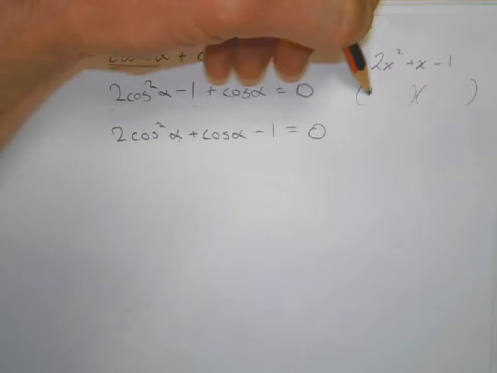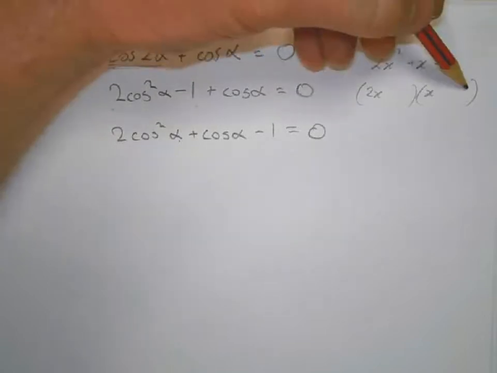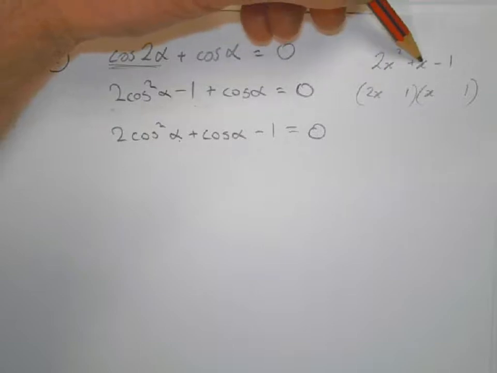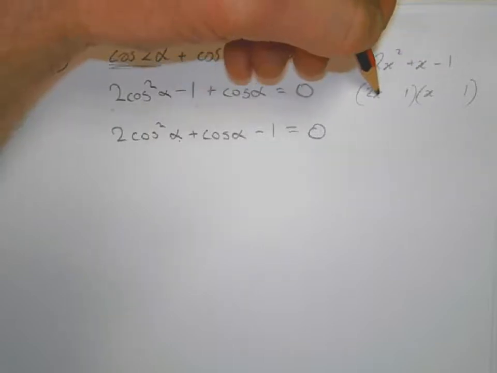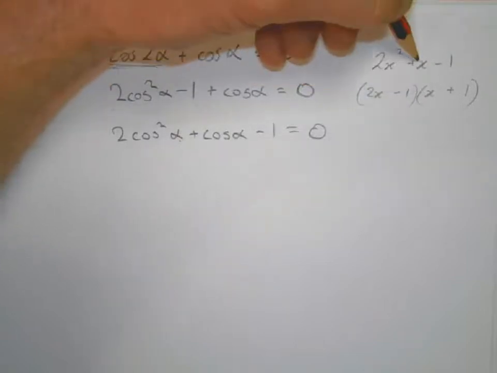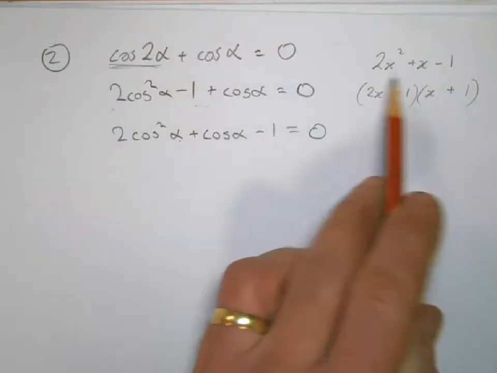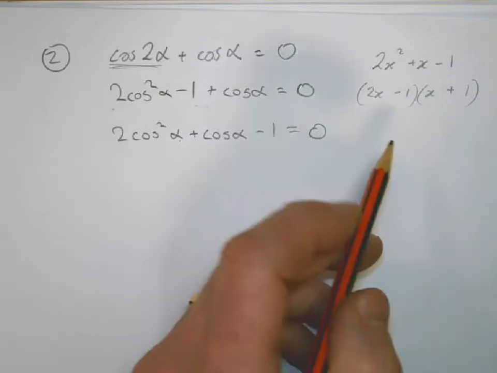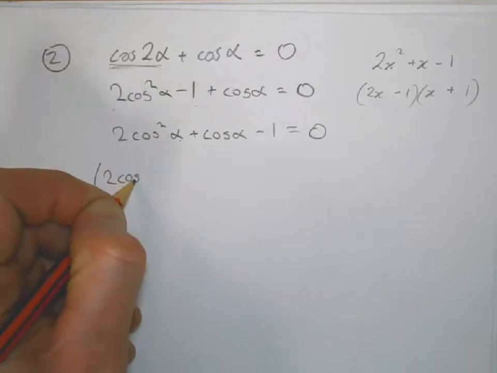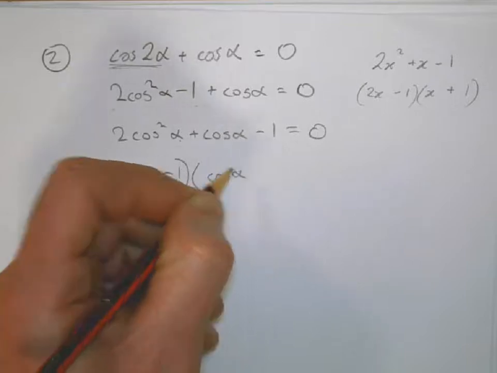Hopefully this will factorise. So we're going to have 2x there and x there, because 2x times x is 2x squared. We need to have a 1 times a 1, because that will give us 1 there. And now we need a plus x in the middle, so that means we have 2x times plus 1, take away 1 times x, which will give us the plus x in there. I did that quite quickly, but that's stuff you're learning previously. So here though, we can rearrange this now as 2 cos alpha minus 1 brackets cos alpha plus 1.